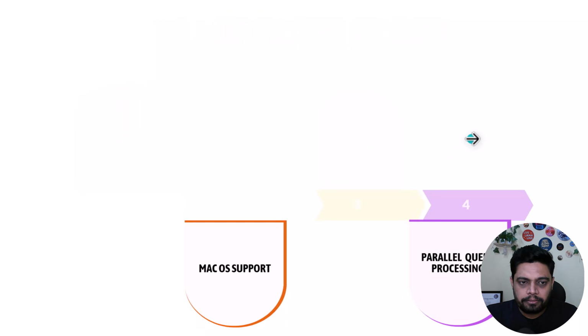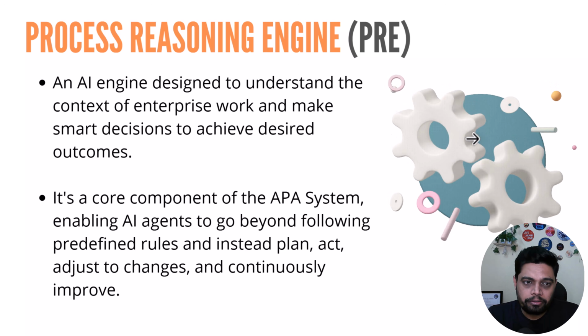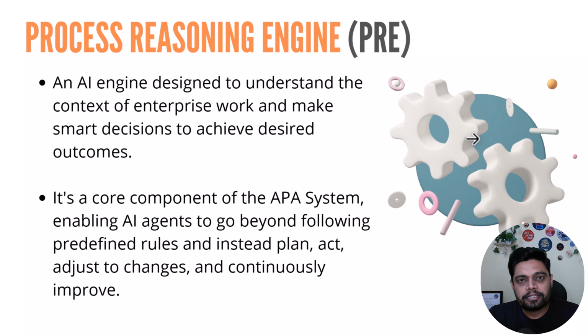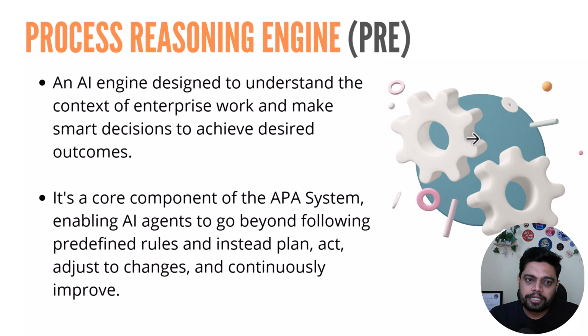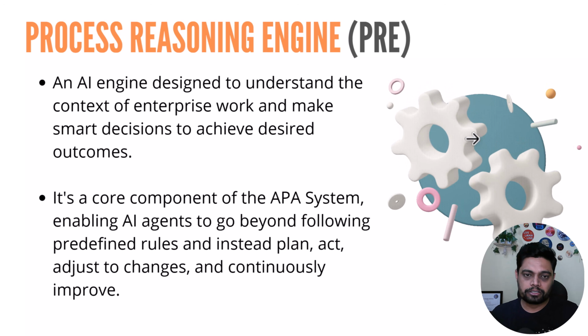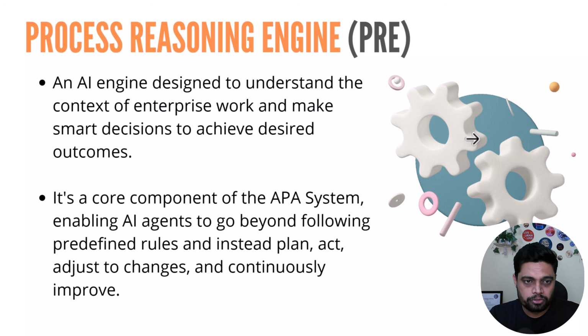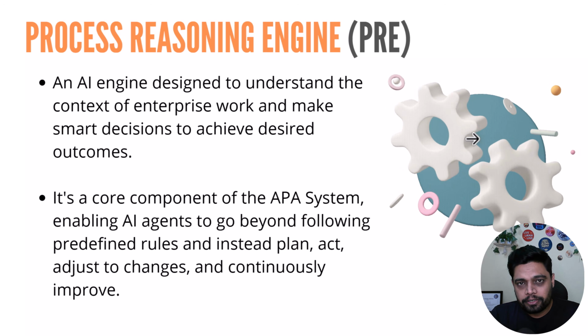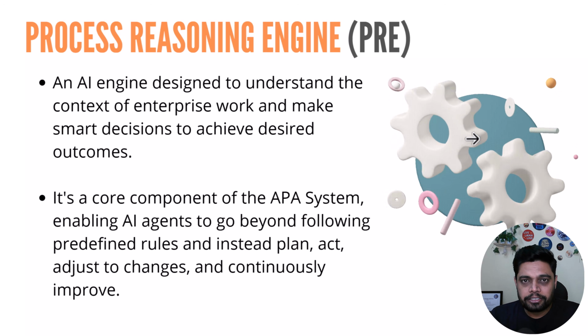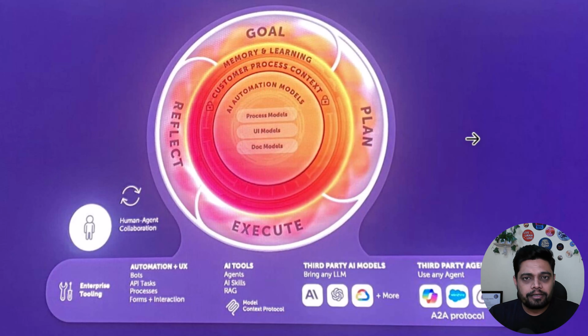Talking about process reasoning engine or PRE. It's an AI engine that is designed to understand the context of the automations or the work that you want your automations to do, and it is one of the core components of the agentic process automation system. I attended Imagine India 2025 event this year, and there this slide was presented. So this is how the PRE looks like.